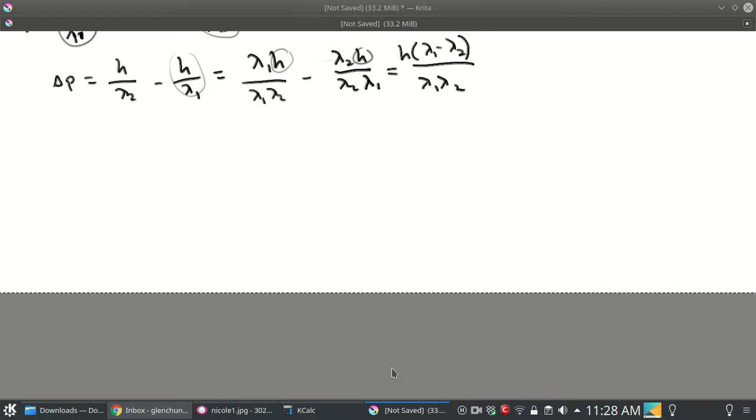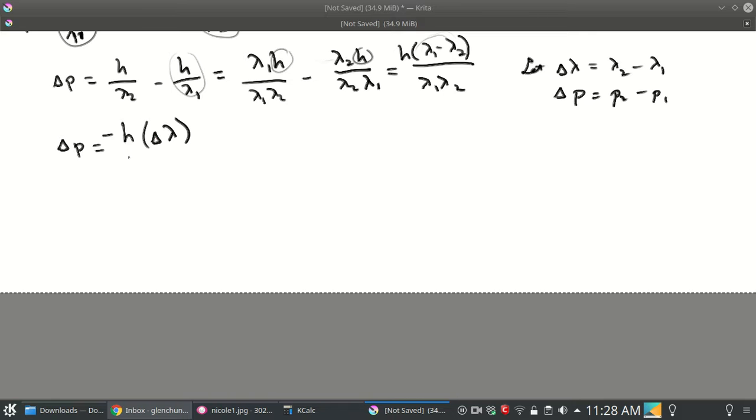Okay. So here we have delta p is now equal to h times, now what is lambda 1 minus lambda 2? That is the negative of delta lambda. If we let delta lambda equal lambda 2 minus lambda 1, just like we said previously, delta p is p2 minus p1, then what we have in here is just the negative of delta lambda.